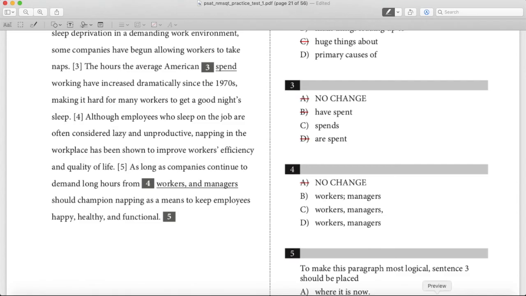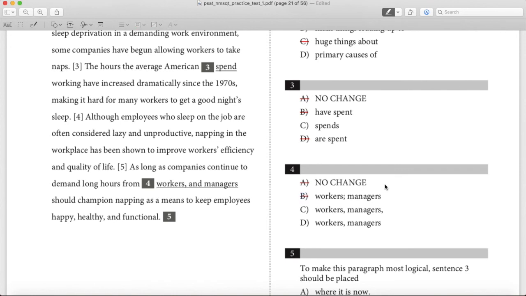So that's all we have to test here. We have to see if we've got two separate standalone statements. Do we? Read the first part. As long as companies continue to demand long hours from workers. No, it's not a complete thought. It's like, well, what about that? So we don't have to worry about it. Answer choice B is gone.